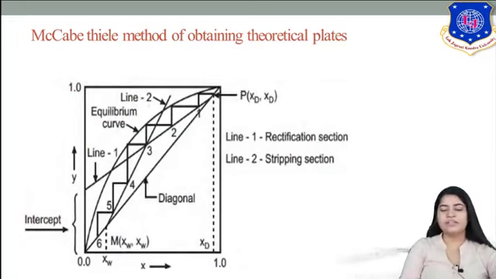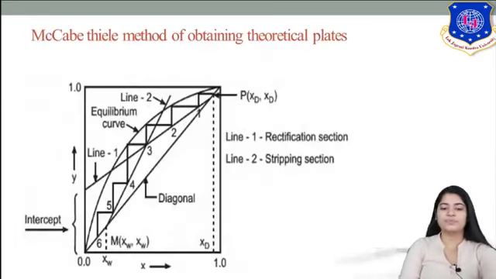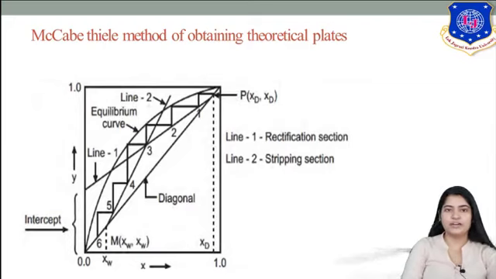The intercept is that of the rectifying section operating line, and the slope is R upon R plus 1. Then your fourth step is to draw the operating line of the stripping section, with slope L bar upon L bar minus W. You have to be very thorough with the operating line equations of the rectifying section and stripping section. So what is line 2? It is the operating line of the stripping section.